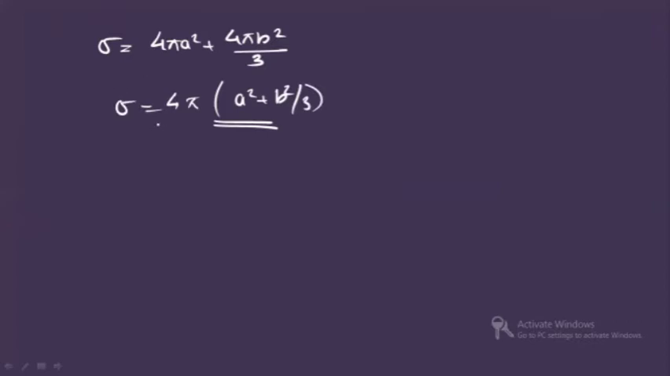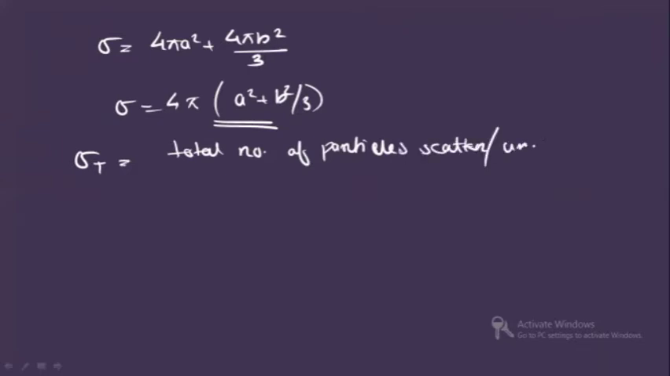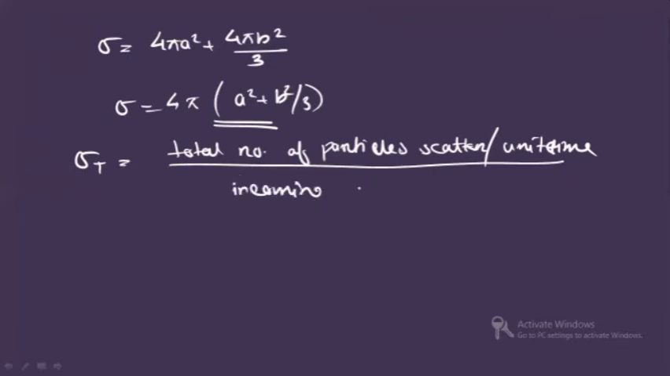So this is the value of what? This is the total scattering cross section. Now we know the total scattering cross section sigma t is equal to the total number of particles scattered per unit time, and it is divided by the incoming flux. This is the general formula of the total cross section.